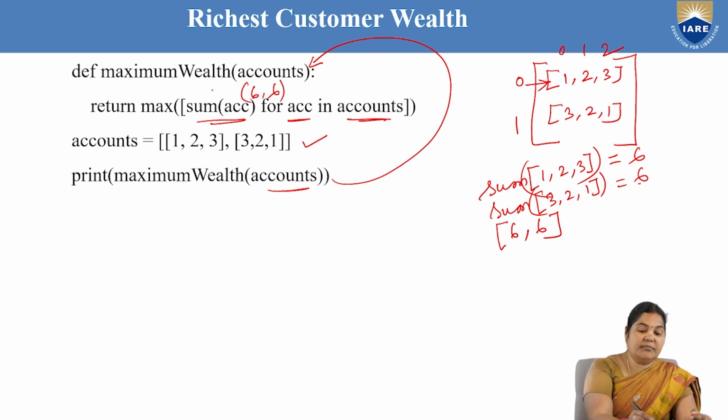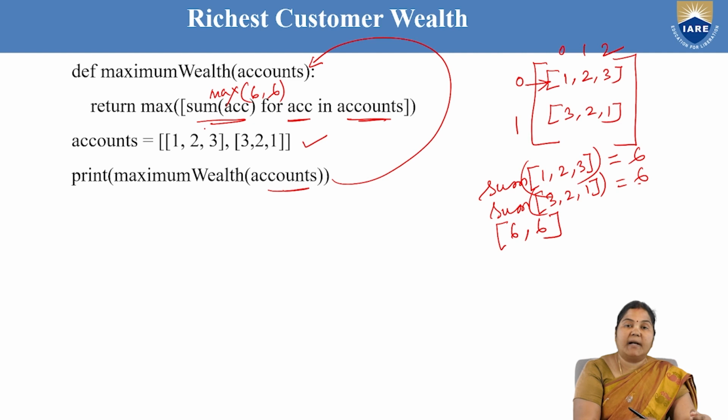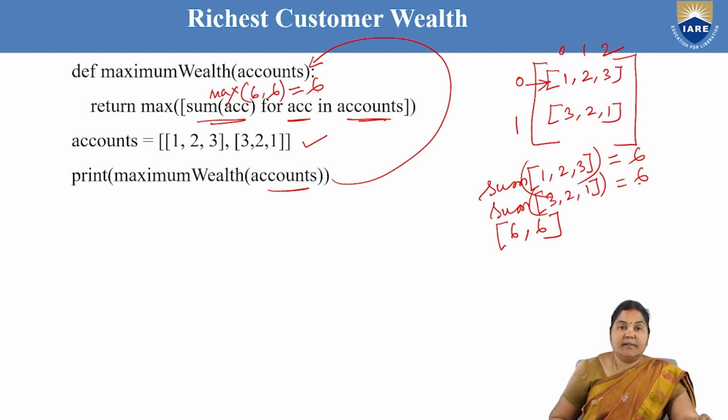And I am applying the function max outside. Max of 6, 6 is 6. So it will return the maximum wealth as 6 to me. This is a very simple question, how to check the richest customer wealth. Let us move on to the next question.